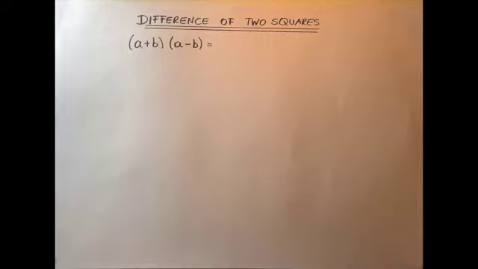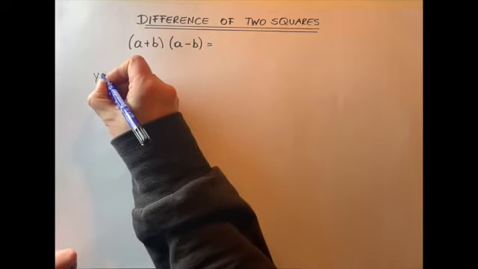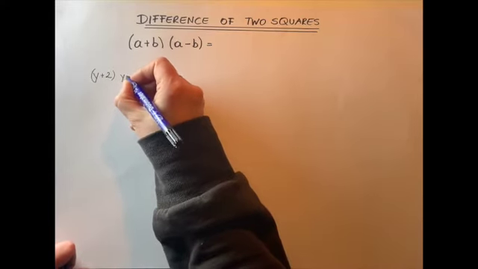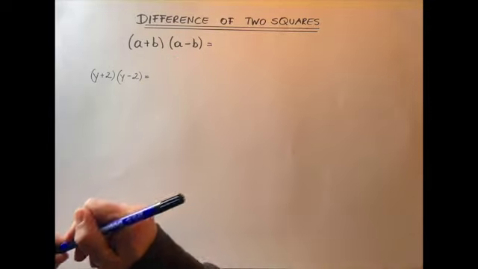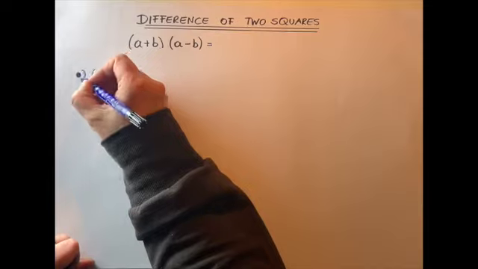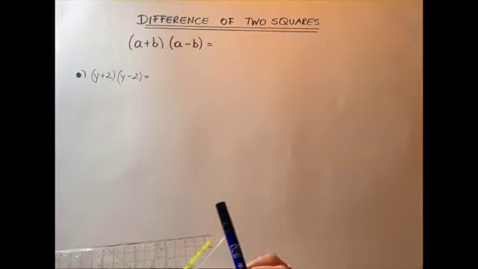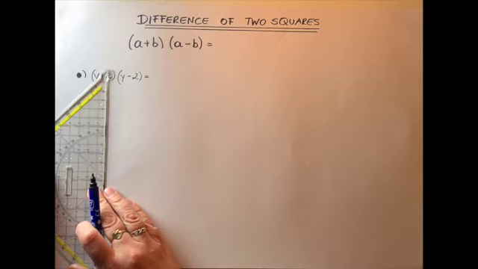So, my first example is y plus 2 times y minus 2. And we would like to try and find out how to expand these brackets. To do this, we will first of all draw a multiplication grid. We're kind of used to that already now.